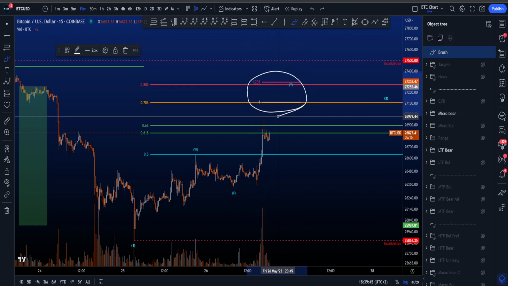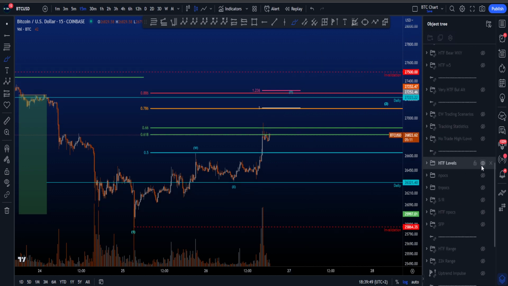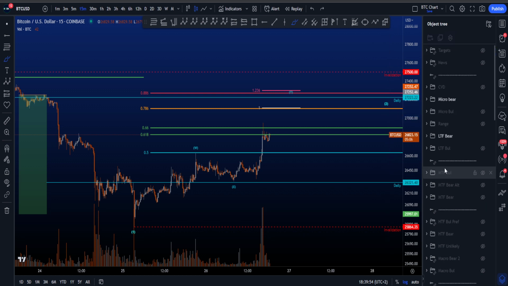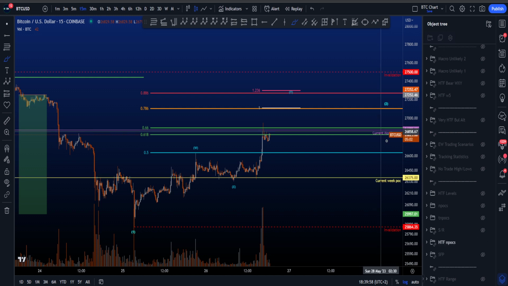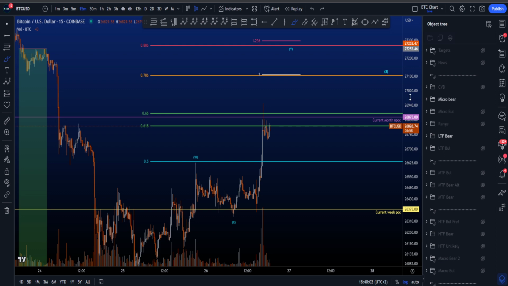So this area is very important as resistance for Bitcoin at the moment. And if we look at confluences in that area, we have the daily over here, fresh daily at 27.2K. So that is an important level. We also have some resistances where we are now. Of course, we have the golden pocket and the current monthly point of control.